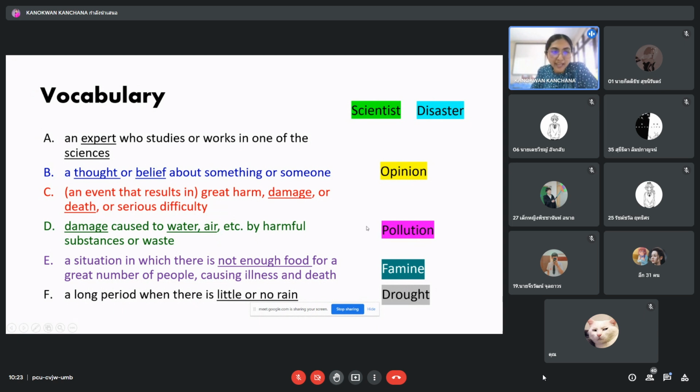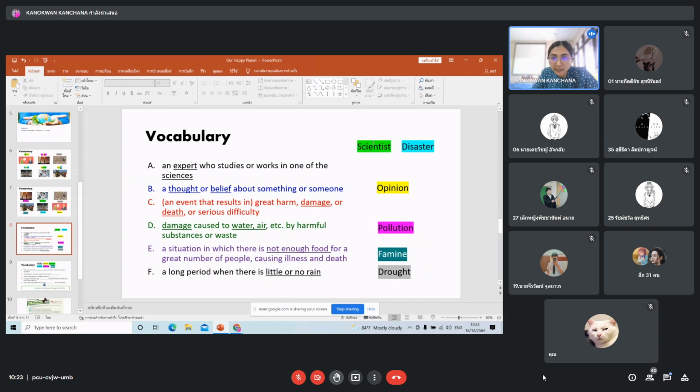Pollution. And this one, everyone, if we're talking about the word scientist, is that A or C? Scientists, A. Thank you very much. The scientists will go here, and of course disaster will be here. Disaster is the kind of result after the damage or the death or the serious difficulty.